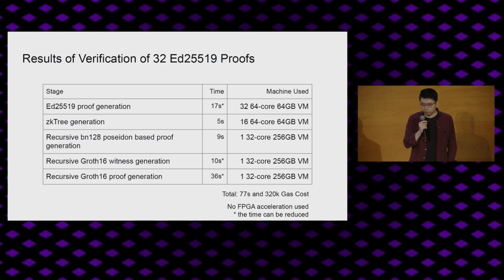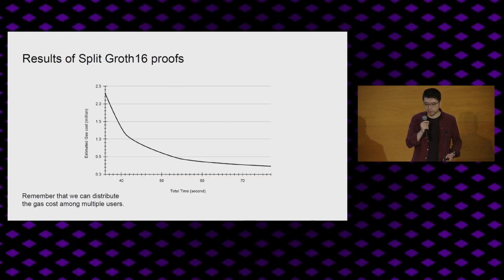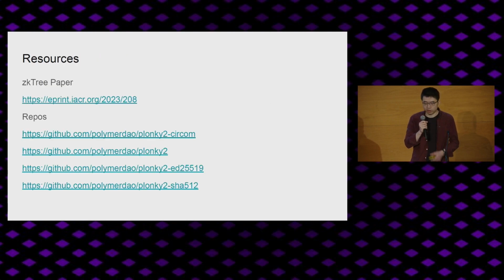And the times with the star mark can be reduced by splitting the circuits. In this case, we will get a higher on-chain gas cost because we will deploy multiple on-chain verifiers. But we can reduce the total time to around 30 seconds. And also remember that we can distribute the gas cost among multiple users. So we can still verify at a very low cost.